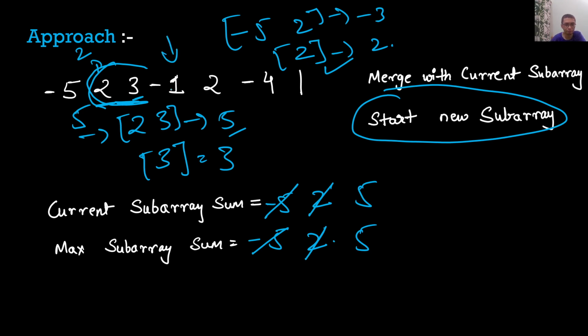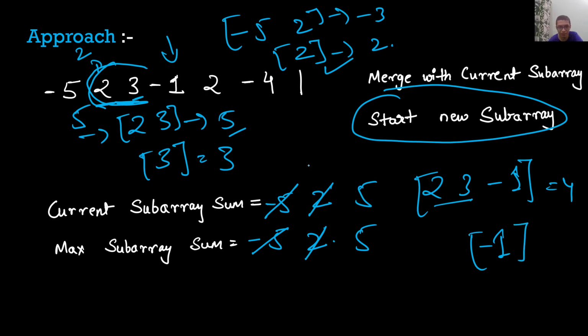Now I have -1. So again, I have two options, either to merge this -1, so I'll have 2, 3, -1. In this case, my subarray sum would be 5 minus 1, which is 4, or I can only have -1, starting a new subarray with this -1. In this case, I'll have a subarray sum of -1. Option 1 is better. Hence, I'll create this subarray, right? 2, 3, -1. So now my current subarray sum is 4, and my maximum subarray sum would remain as it is.